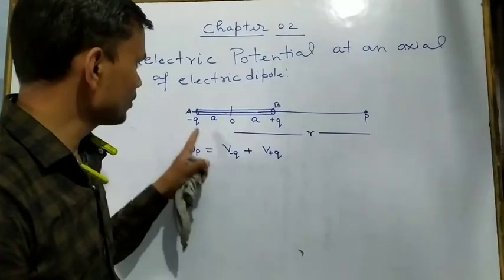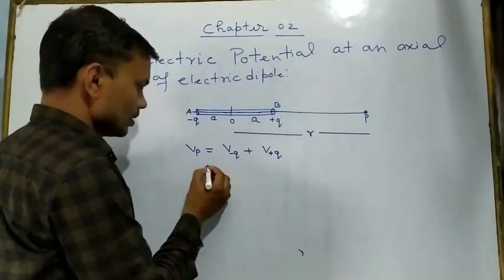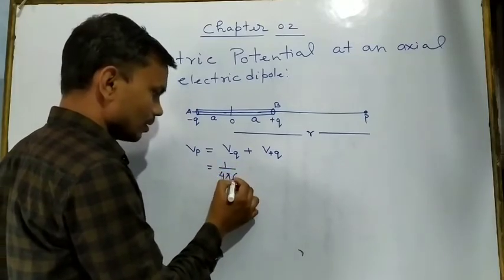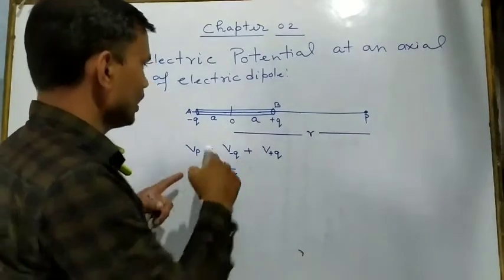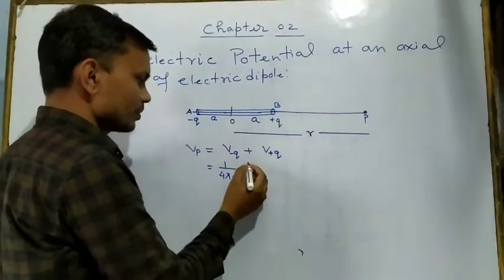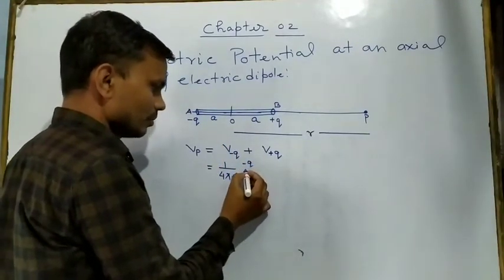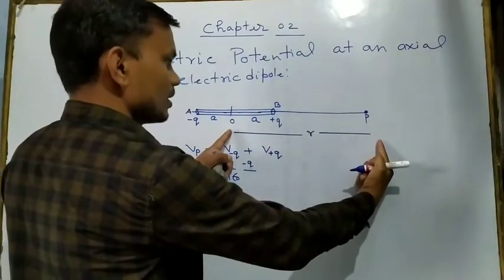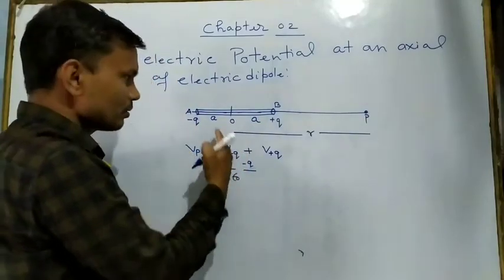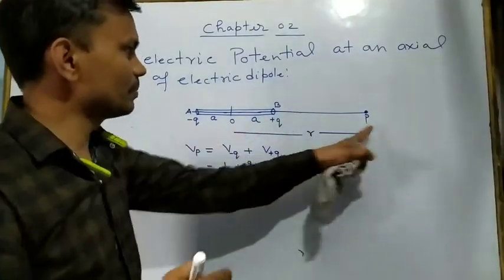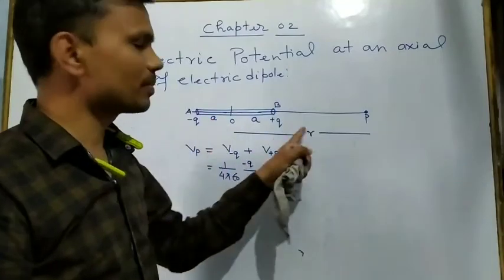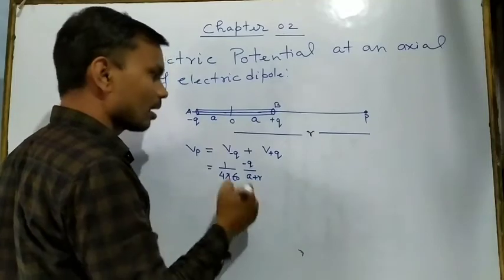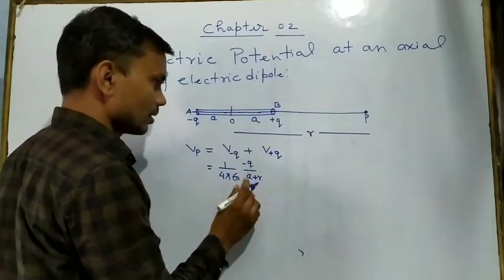Now V due to minus q we are going to calculate first. So this is equal to 1 upon 4 pi epsilon naught, and then the charge, which is minus q. So here we write minus q, and then the distance: from the center this is R, and then this is A. So the total distance of point P from this minus q charge is A plus R. So here we write R plus A, this is right.